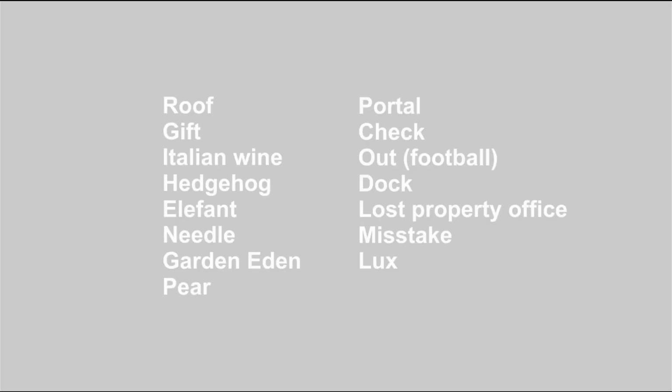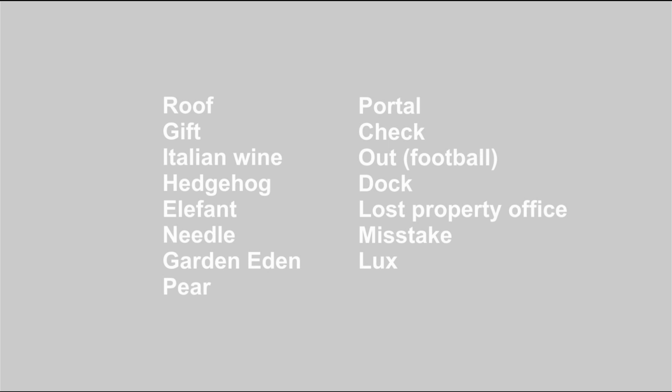Here we got a list with the elements roof, gift, Italian wine, hedgehog, elephant, needle, Garden Eden, pear, portal, check, out as in football, dog, lost property office, mistake, and looks. How can we categorize them? Let's see. Some of them are animals, elephant and hedgehog. A pear and a wine are plants. So maybe we can put those into one category.